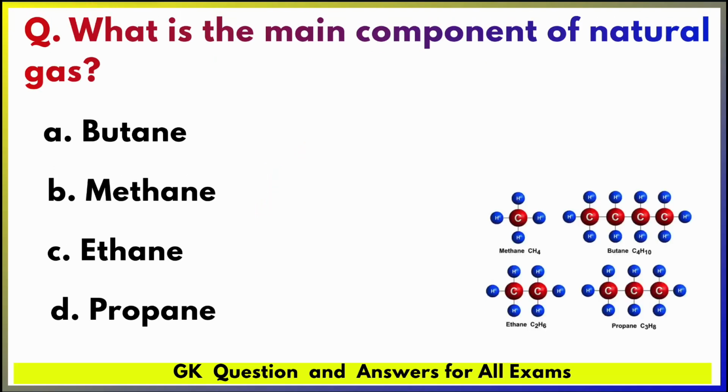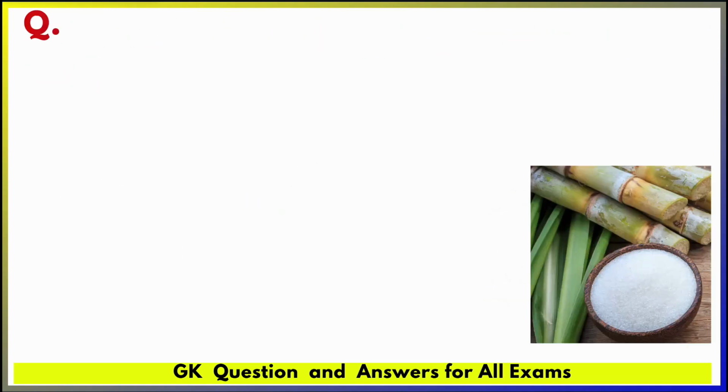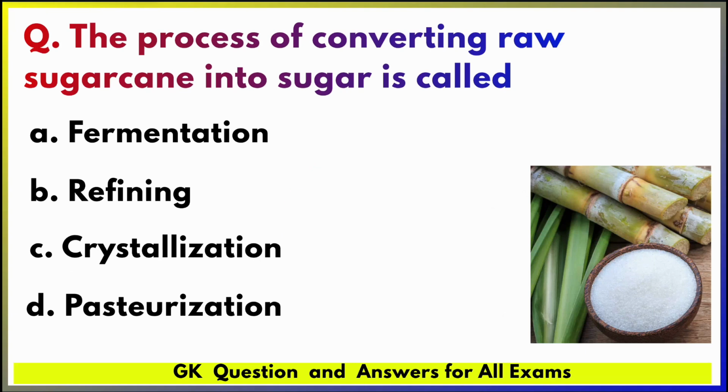What is the main component of natural gas? Right answer is methane. The process of converting raw sugarcane into sugar is called. Right answer is crystallization.